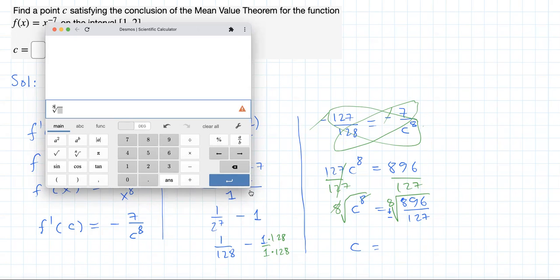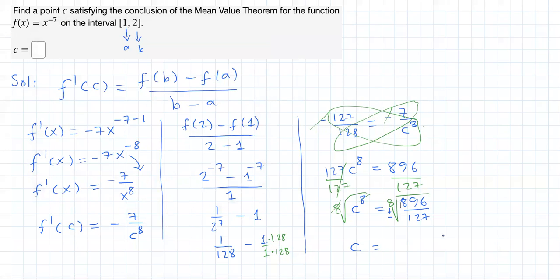So it's the 8th root of a fraction, on the numerator 896, on the denominator 127. Result 1.276... If I round it to 3 decimal places, it would be 1.277, right? That should be enough, 1.277. But remember, plus and minus.